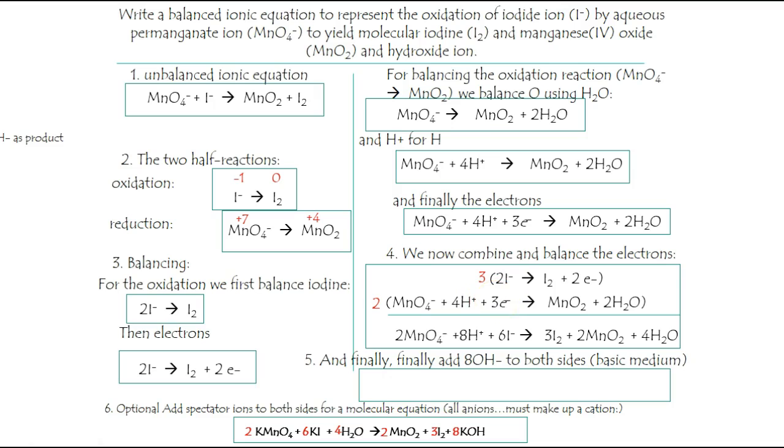you can more quickly get to what looks like the final answer, but there's one thing we're forgetting, and that's that this is in basic medium. So for every H plus, let's add an OH minus, and that certainly will make it basic, because this will turn into water. We have to do it to both sides, so we'll have 8 OH minuses on the right side. And if you check everything, you should have a balanced chemical equation.